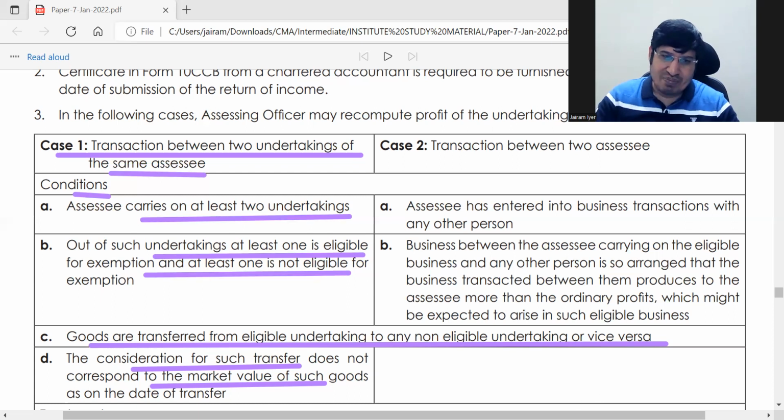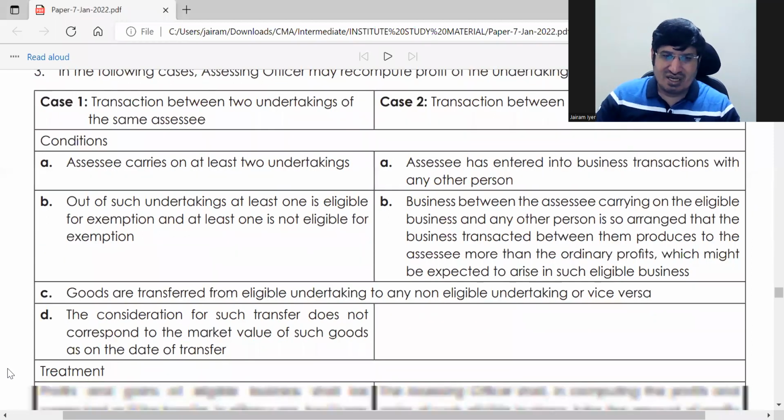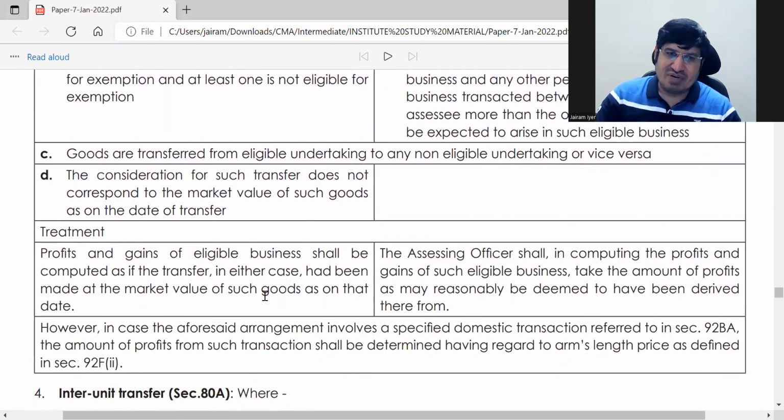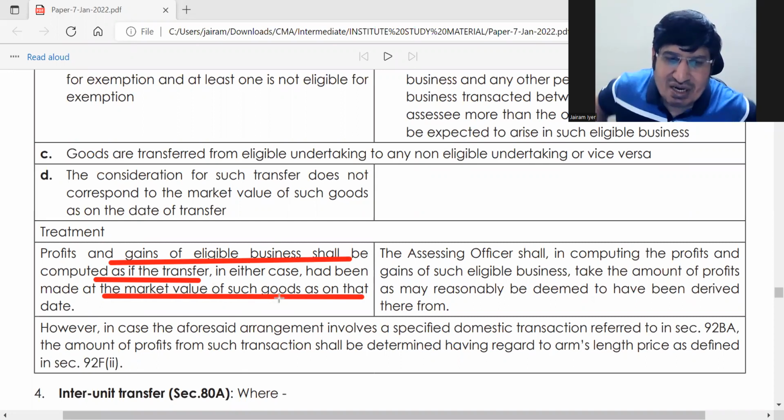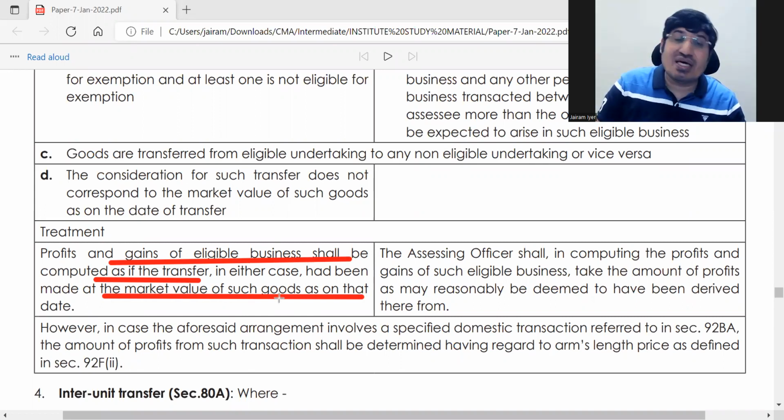ठीक है, तो वही हो रहा है यहाँ, समझ रहे हैं ना? बस ऐसा कुछ होगा. So the assessing officer will disallow it. ठीक है. What will he do? Treatment: profit and gains of eligible business shall be computed as if the transfer has been made at market value of such goods as on that date. ठीक है, तो ट्रीटमेंट क्या क्या है, profit and gains of eligible business shall be computed as if the transfer has been made at market value on that date. So whatever transaction they are showing, that value will not be considered, market value will be considered.